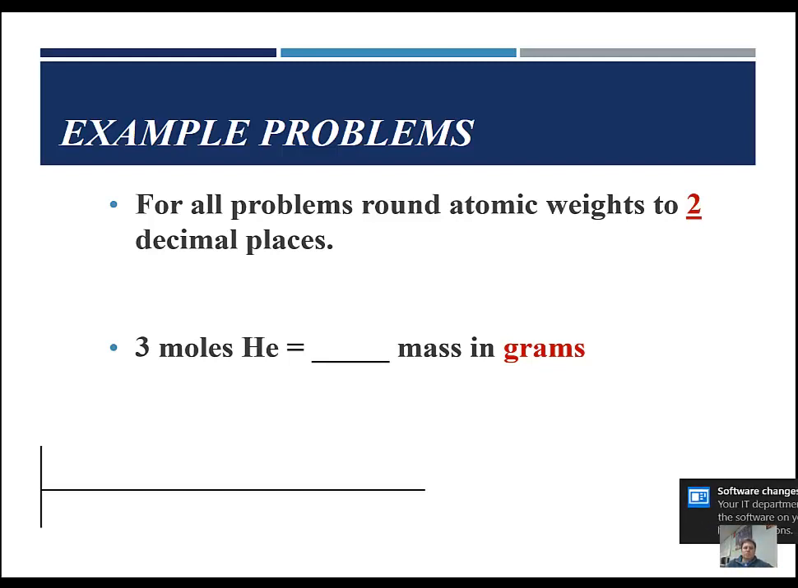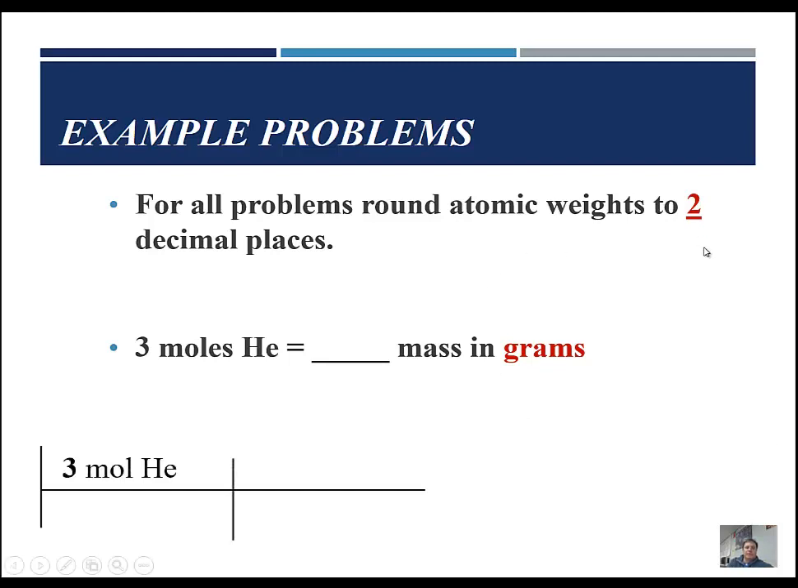So that's what I call a 2-box problem. We always start in our first box with what we're given. In this case, we're given 3 moles of helium. Now we have to get rid of moles.